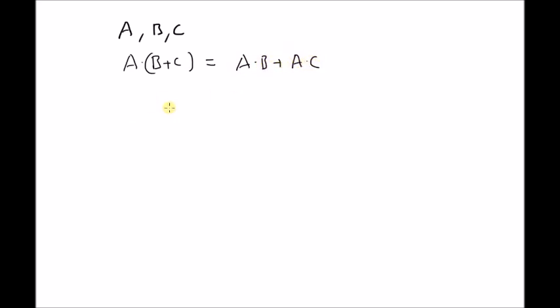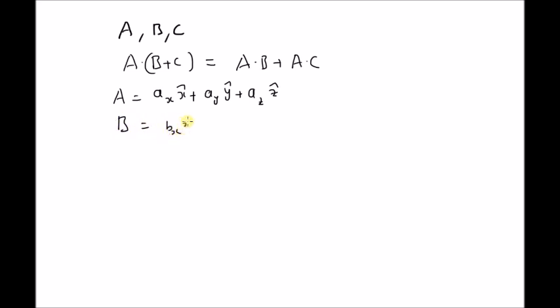For example, in electromagnetic theory, we can write the vector A as ax x hat plus ay y hat plus az z hat, where x hat, y hat and z hat are the unit vectors and ax, ay, az are the scalar components in each direction. So this is the definition of the vector A. Similarly, we have the definitions of vectors B and C in three-dimensional space.